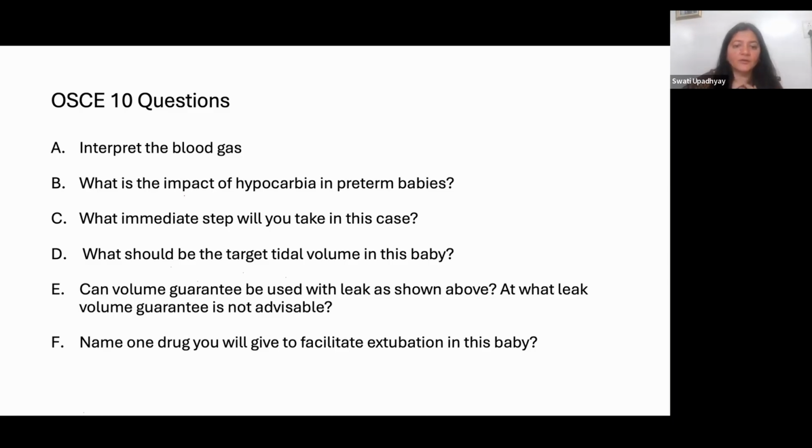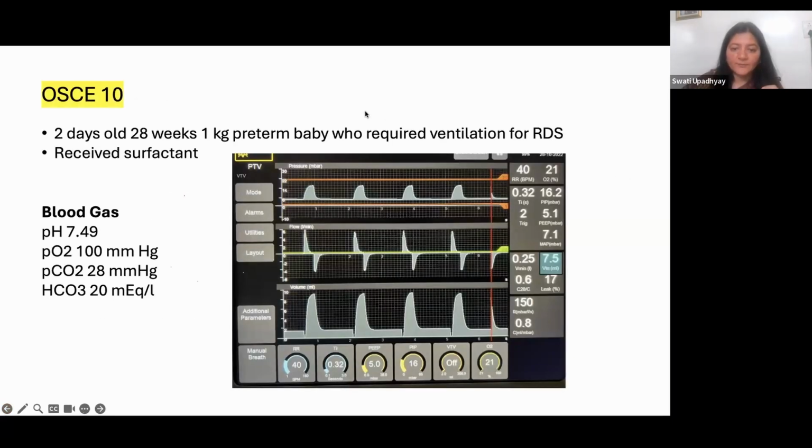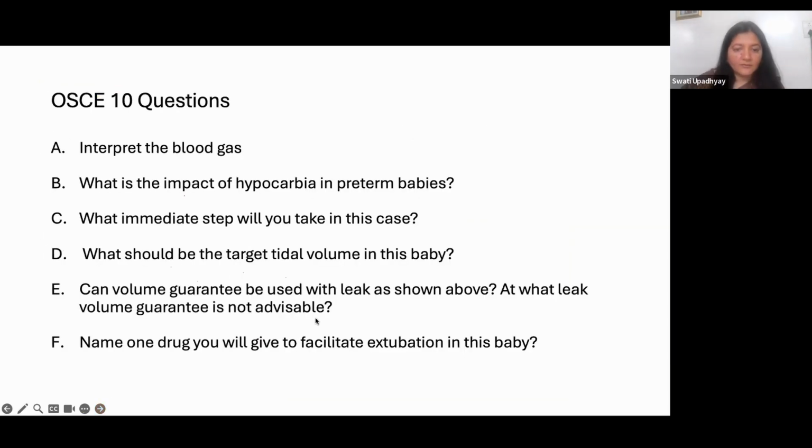Good. Now, can volume guarantee be used with leak as shown above? I hope all of you noticed that the display was also showing some percentage of leak. Have you noticed? Can you see? Yeah, so can it be used? More than 40%. Okay. Up to 25% somebody is writing. So VG is a misnomer.